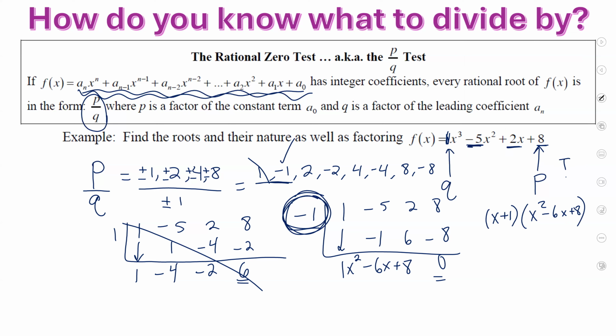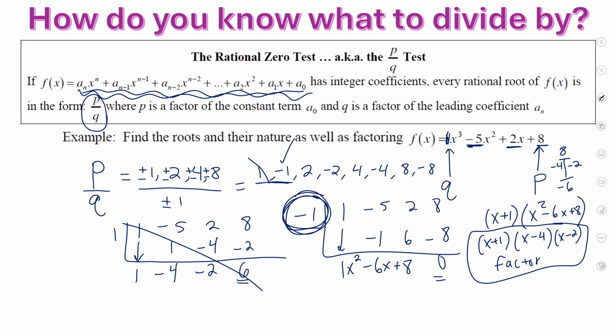Okay, so we can do an eye chart. 2 numbers that multiply to 8 add to -6. All right, so we have x plus 1, x minus 4, and x minus 2. So guys, these are my factors. I factored it completely. However, because it says find the roots, we need to find the roots. So my roots are -1, 2, and 4. The opposite of those. Those are my roots.